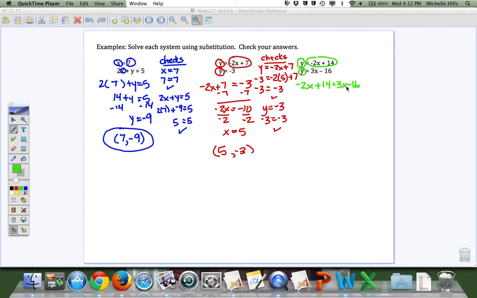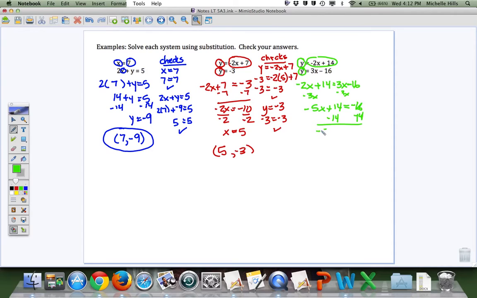If I want to solve this equation, I want my x on the left, so I don't want this positive 3x on the right. I would subtract 3x from both sides of the equation, and I get negative 5x plus 14 equals, pay attention to your sign, negative 16. Then I would subtract 14 from both sides of the equation to eliminate the constant on the left, and I have negative 5x equals negative 30. And last but not least, to solve for x, divide by negative 5, so x equals positive 6.